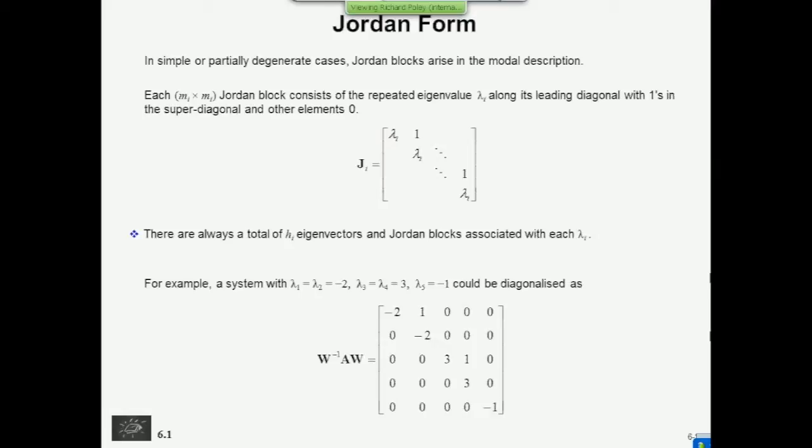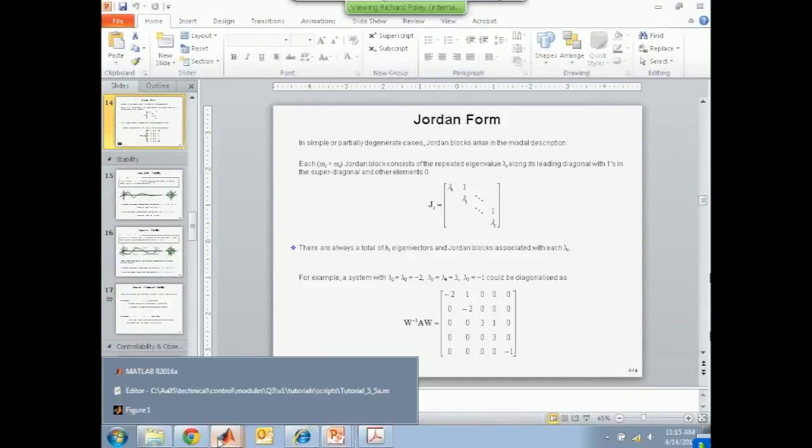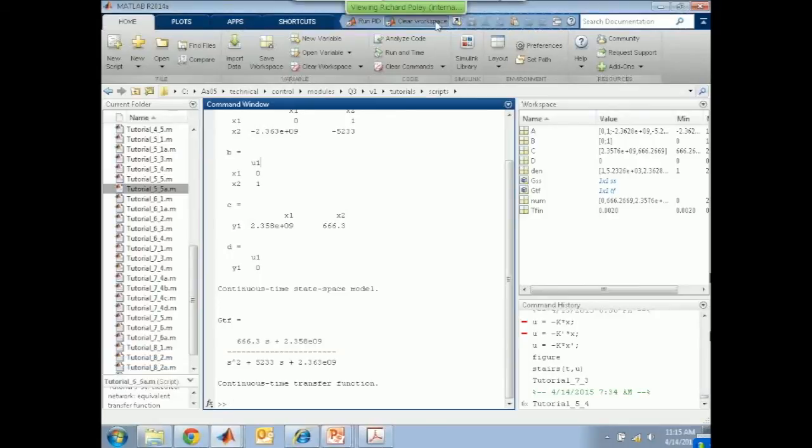I'm going to do a quick tutorial now, just to show you how you use the modal decomposition. And for once, it's not based on the buck converter anymore. Bear with me while I clear everything else out.